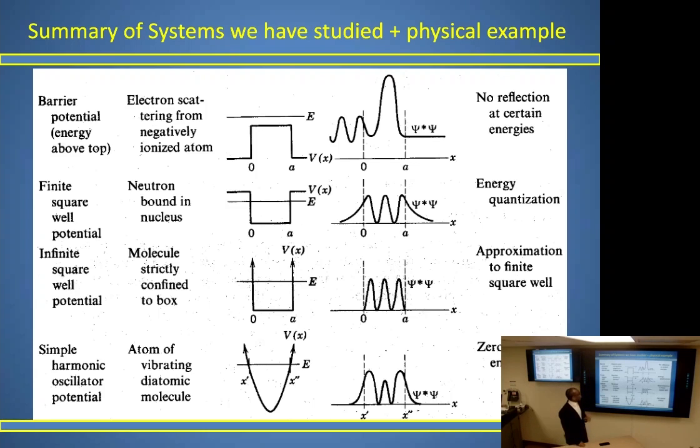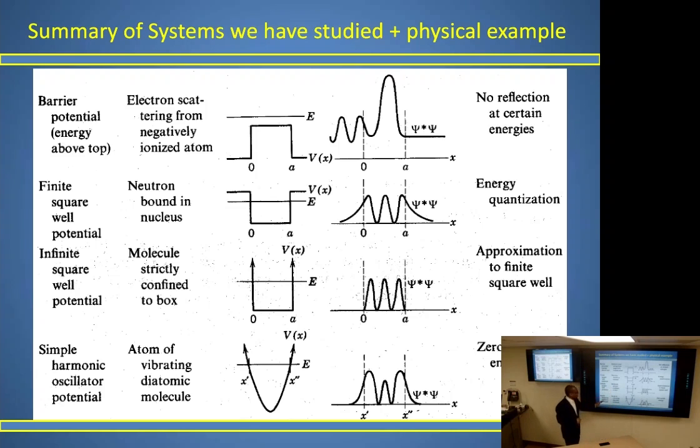Finite square well potential: we have some bound states, and a typical system is the neutron bound in the nucleus. It stays there, locked in, especially for nuclei that are stable. There is a little bit of possibility of finding it outside, but it usually stays in there. Then the infinite square well potential, molecules strictly confined to a box, so an artificial system. And we've seen that in what? Quantum dots.